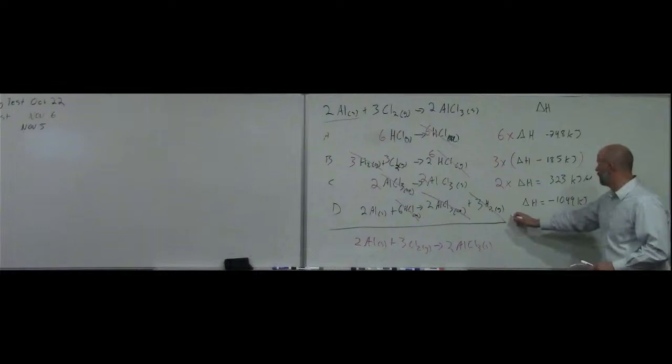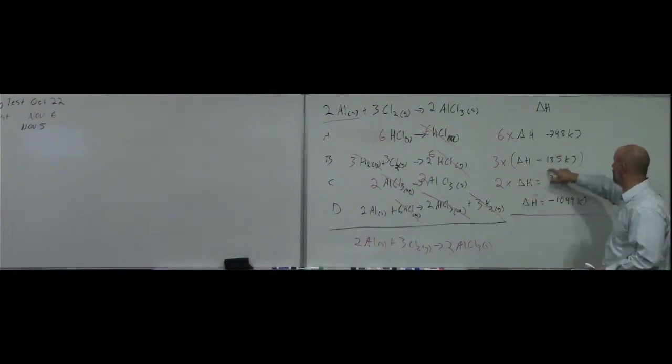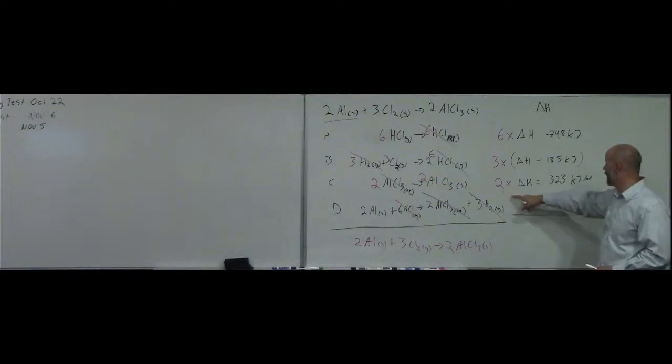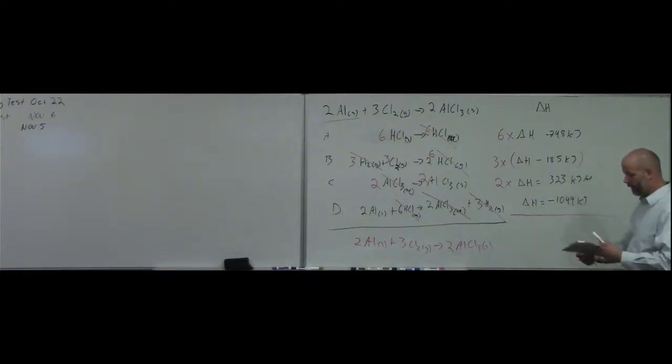Now the only thing left to do is the summation of all this, right? 6 times negative 74.8 plus 3 times negative 185 plus 2 times 323 plus negative 1049. So if you guys would humor me and do that math.